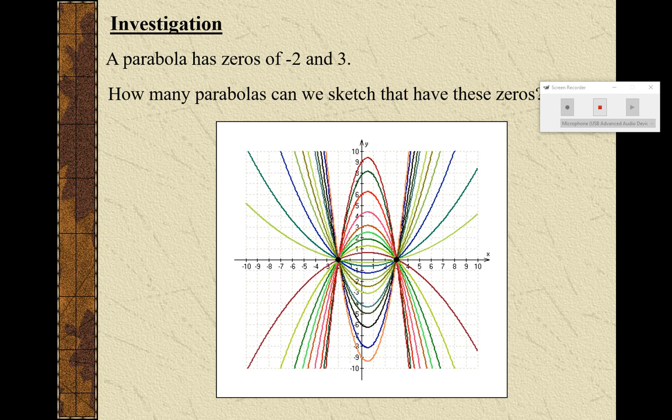You don't have to do that many. Just draw through the zeros, one that goes pretty shallow, then one that goes pretty deep, and one that goes really deep, and at least one opening downwards. So we know a lot about the parabola when we have the zeros, but we don't know everything. We're far from knowing everything about the parabola once we have the zeros. Was that enough time to draw a whole whack of parabolas there?